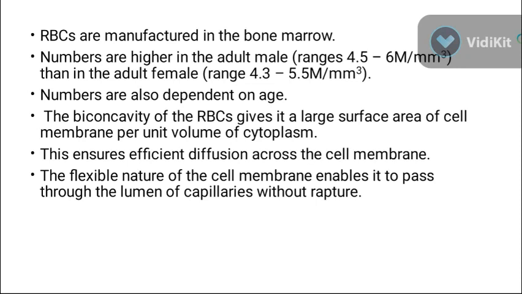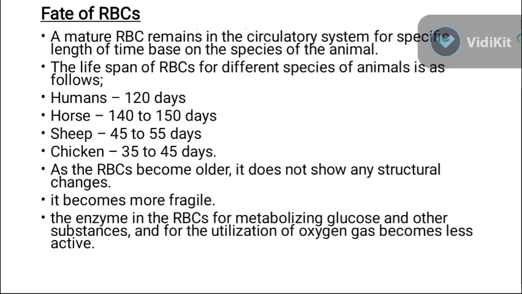Fate of RBCs. A mature RBC remains in the circulatory system for a specific length of time based on the species of the animal. The lifespan of RBCs for different species of animals is as follows. Humans, 120 days. Horse, 140 to 150 days. Sheep, 45 to 55 days. Chicken, 35 to 45 days.